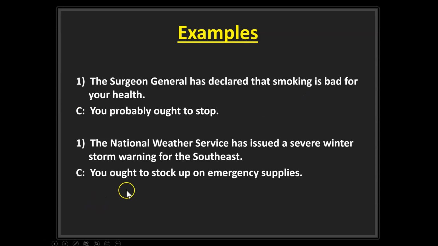Here's another example. We'll take the conclusion again first. Hey, you ought to stock up on emergency supplies. Well, how come? Because the National Weather Service has issued a severe winter storm warning for the Southeast. That would be an argument from authority, this being the authority. Why should I do this? Because this authority says so. It's not like blind obedience to authority.